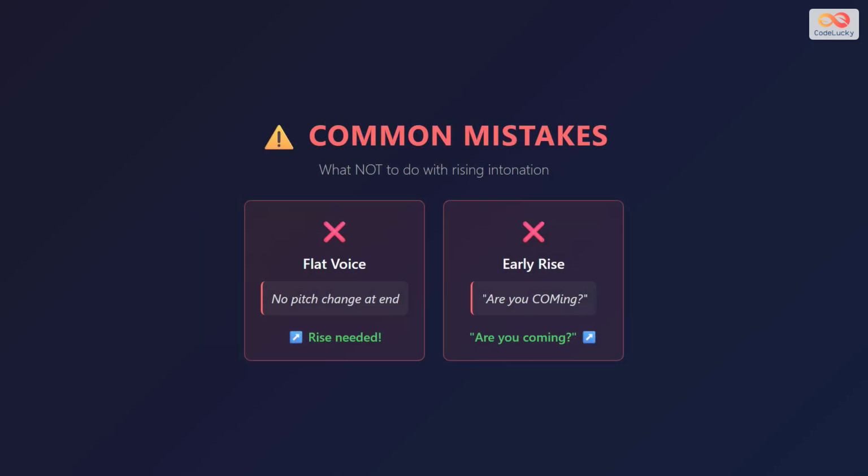Many learners make mistakes with rising intonation. Let's look at two common errors. The first mistake is using a flat voice with no pitch change at the end of a question. Some learners say, "Are you coming?" with the same pitch throughout the entire sentence. This does not sound like a question. You must rise at the end. The second common mistake is rising too early. For example, saying "are you coming" where the pitch goes up on the word "coming" too early instead of at the very end. The pitch should gradually rise and reach its highest point on the last syllable. Avoid these mistakes by practicing slowly and paying attention to where your pitch starts to rise.